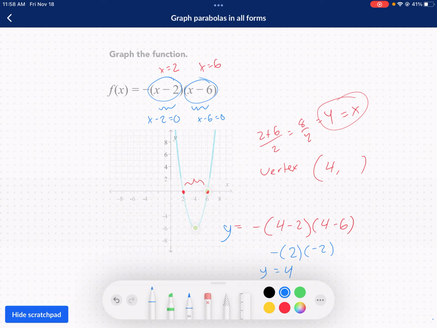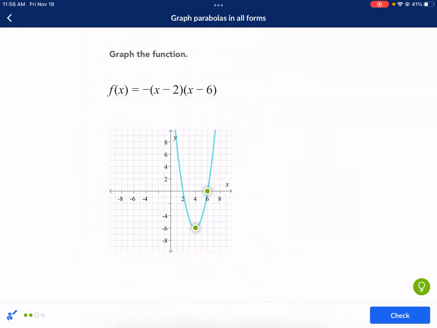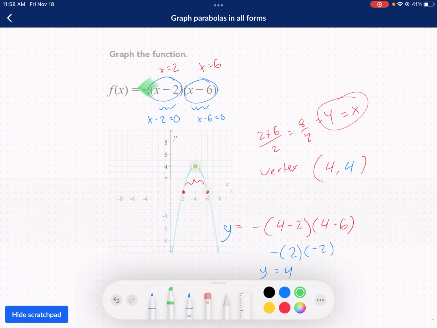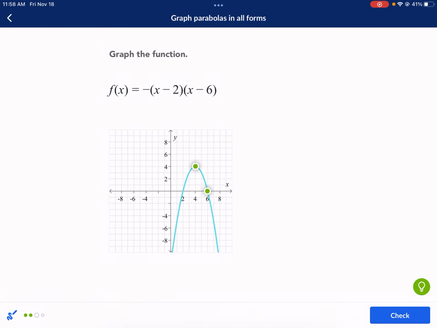So that's kind of cool. My vertex is at 4, 4. So I'm going to go 4, 4 here. Again, it's still on this axis of symmetry. 4, 4, it's right there. As you could have guessed, you'll notice that this is negative out in front, so that means it's going to be opening down. And there I go. That's what my parabola looks like.